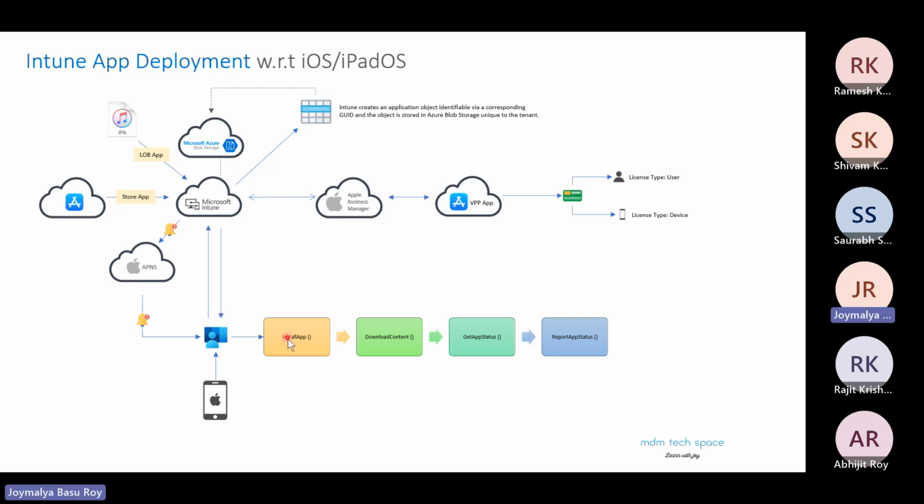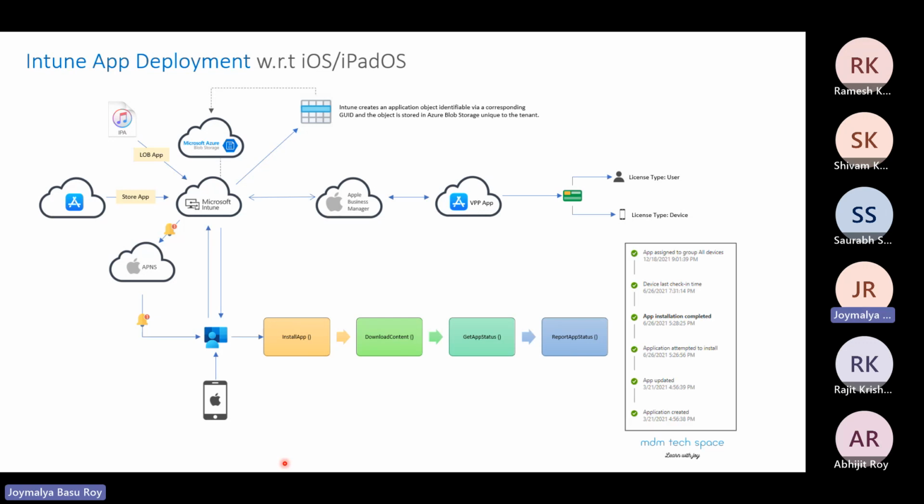So this install app phase will actually call the download links. If it is a store app, then the device will go to the store, download the content, and report the app status. If it is a VPP app, then it will go to Apple Business Manager and download the application. If it is an IPA or LOB application, then it will go to the Azure Blob Storage and download it, right? And that is how you get the application status.